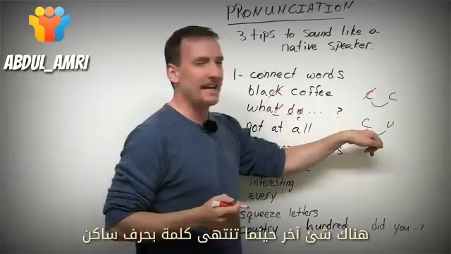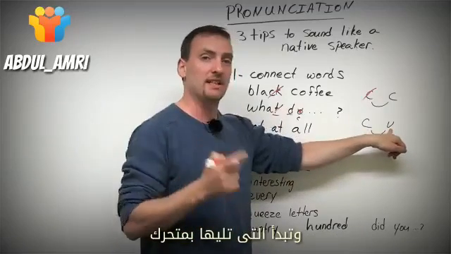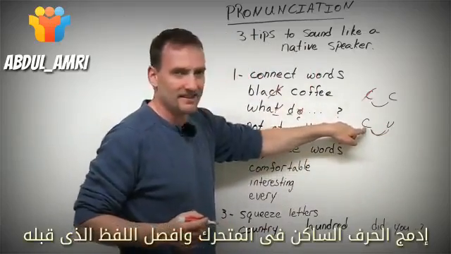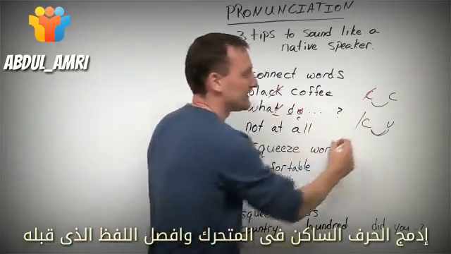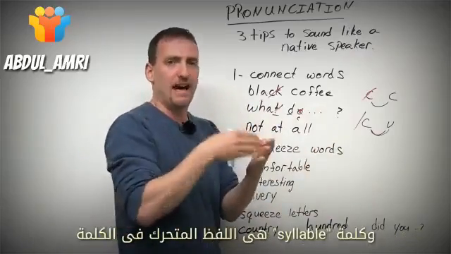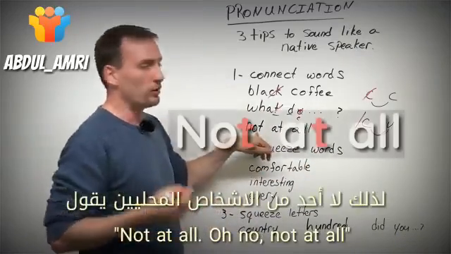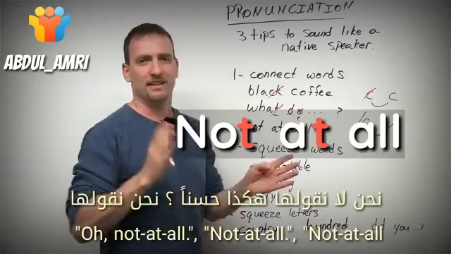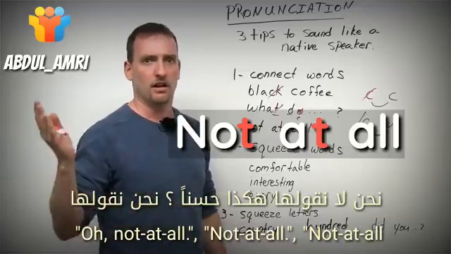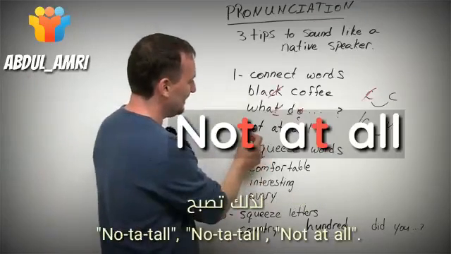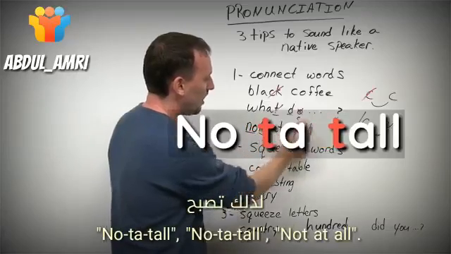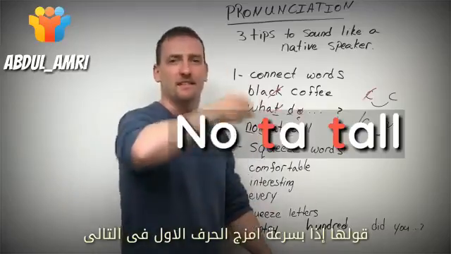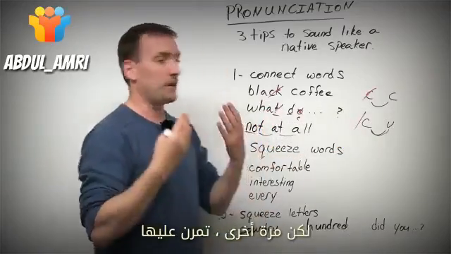Now, another thing is when a word ends in a consonant and the next word begins in a vowel, make sure you roll it in. Roll the consonant into the vowel and separate the syllable before. A syllable is the vowel sounds in a word, okay? So native speakers don't say not at all. We don't say it like that. We say, not at all. The T becomes na, ta, tall. Not at all. Okay? Say it quickly, blend the letters one into the next, but again, practice it.